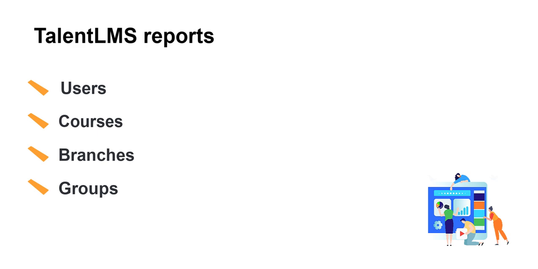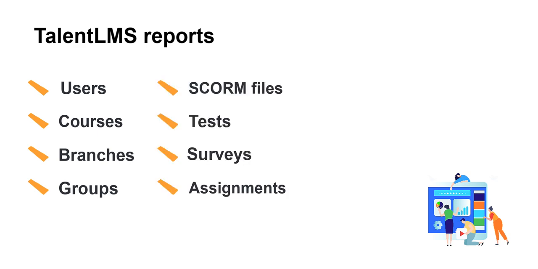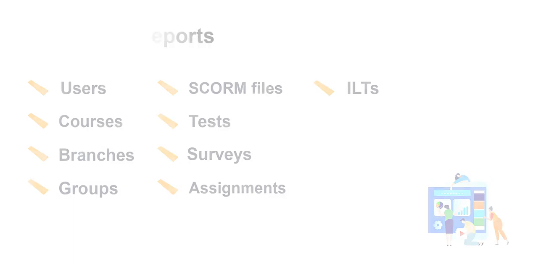Quick buttons let you dive deeper into specific reports, including users, courses, branches, groups, and learning activities like SCORM files, tests, surveys, assignments, and instructor-led training sessions.